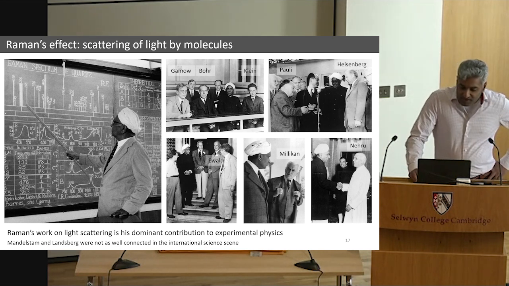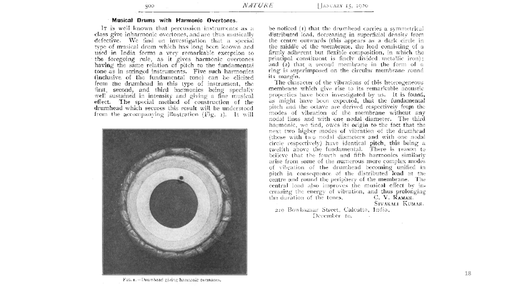So I'll take you back to the year 1920, and this is a paper that Raman had written. So that's 1920, and it was published in Nature, a very short article. And Raman calls this musical drums with harmonic overtones. When he puts a picture of the tabla, as you can see over here, and he says it's well known that percussion instruments as a class give inharmonic overtones and are thus musically defective.